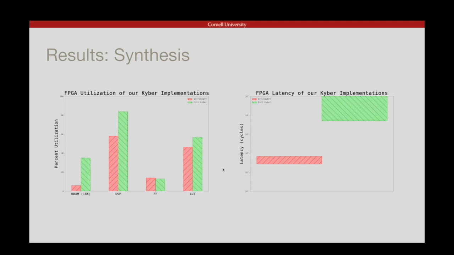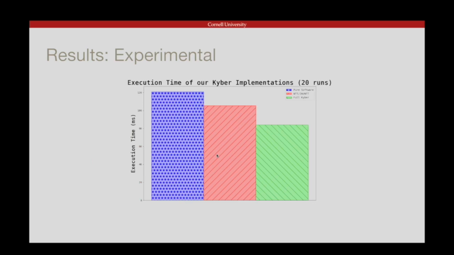This is due to the fact that we can more aggressively optimize the NTT alone when more resources are available. In addition to getting predicted latencies from Vivado, we additionally put our hardware on the physical FPGA to gain experimental data for the time each implementation takes: pure software, having the NTT algorithms in hardware, and having the full Kyber algorithm in hardware.